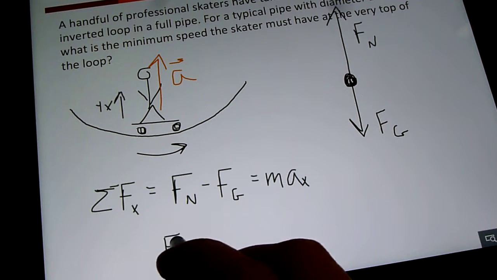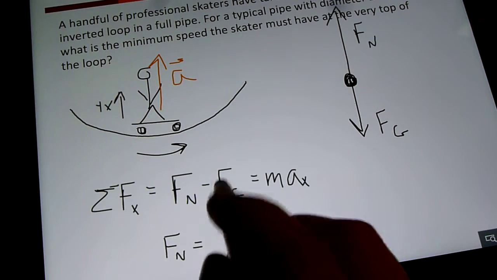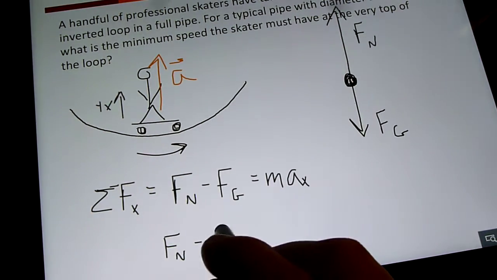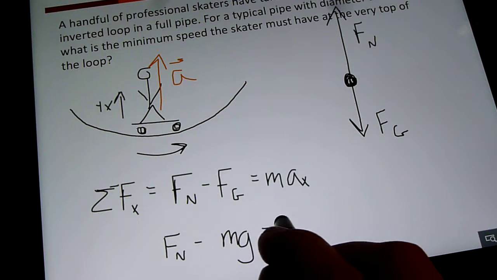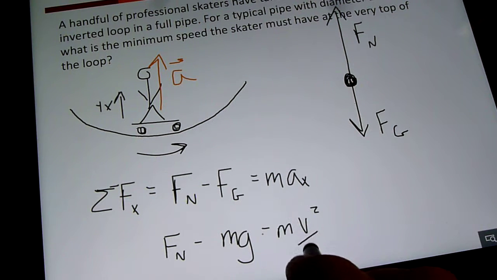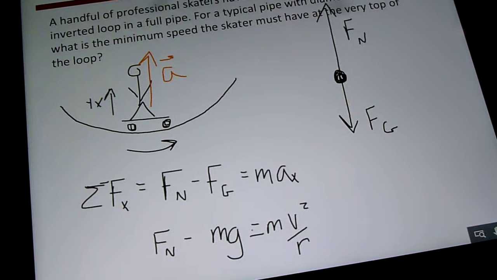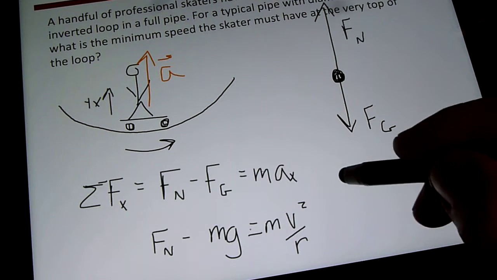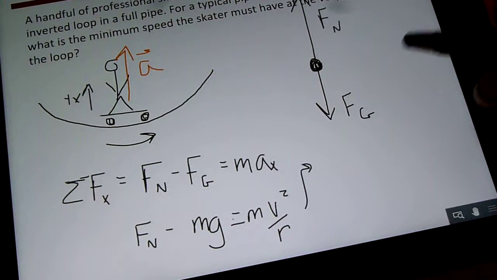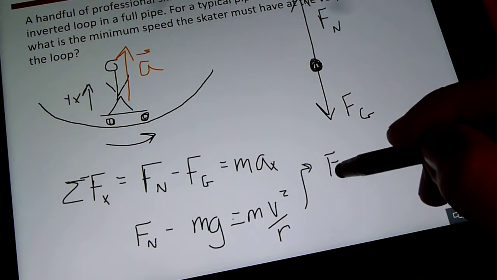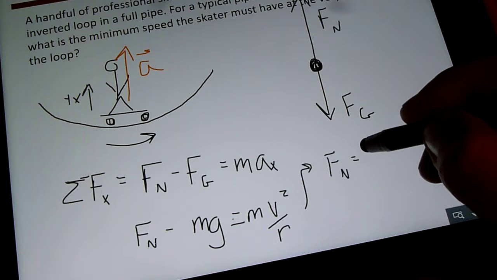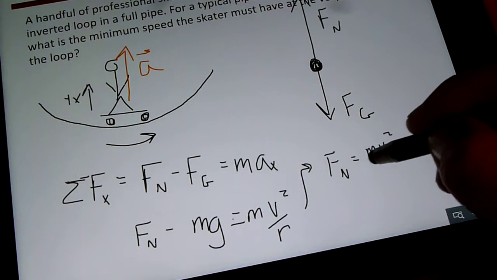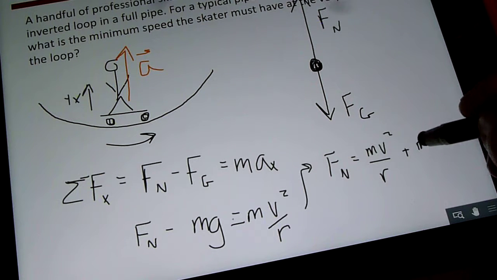So I would have normal force minus mg equals mv squared over r, where r would be the radius of my circular path. If I want to just solve this for the normal force in order to make a comparison when we actually solve the question that's being asked, this would simplify to the normal force is equal to my centripetal force mv squared over r plus mg.